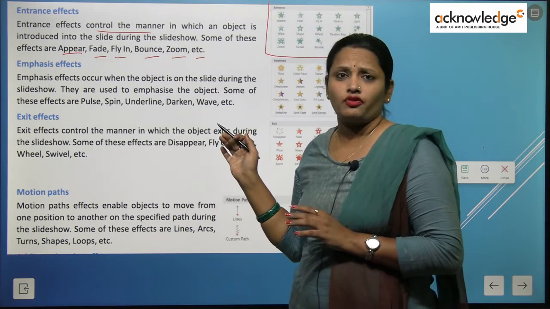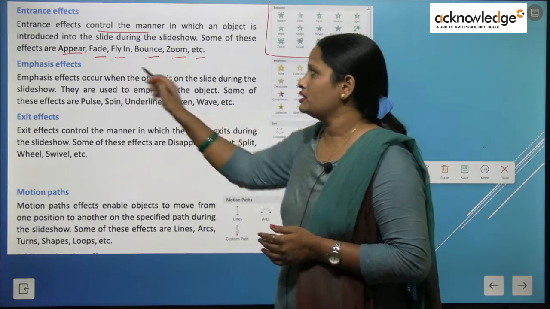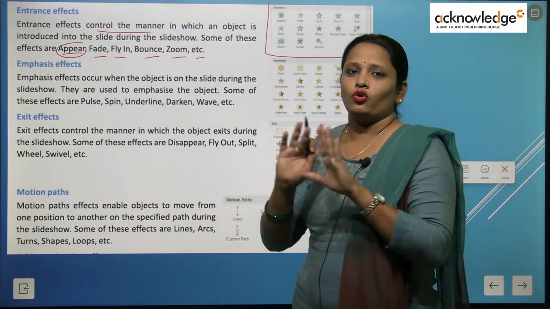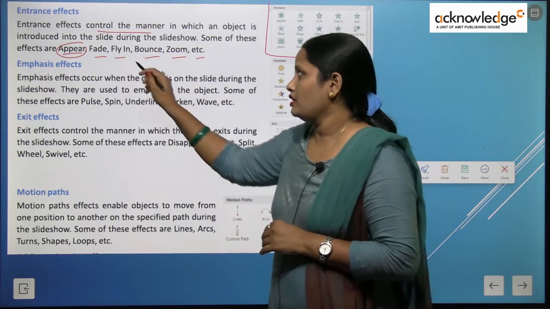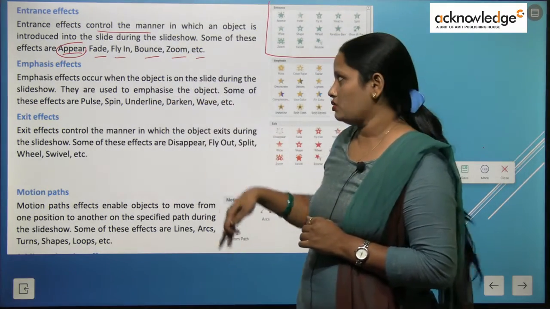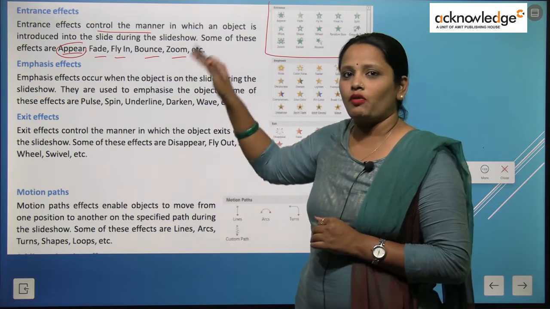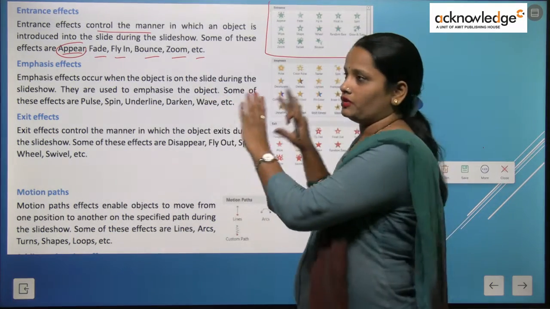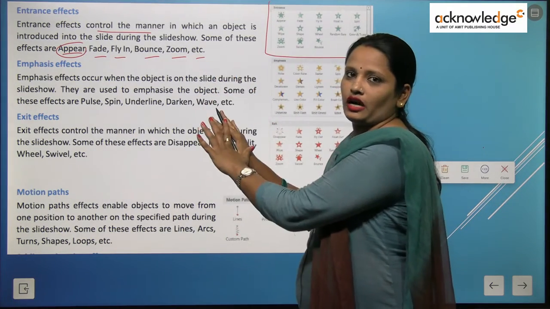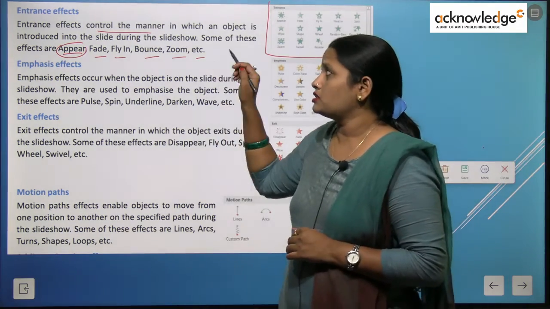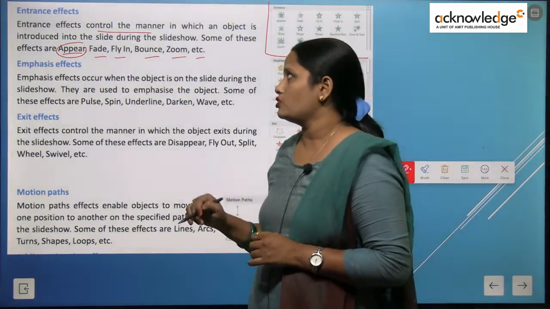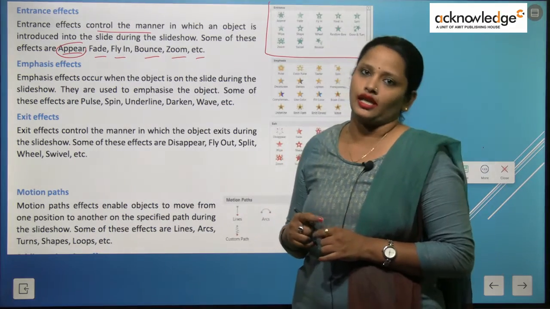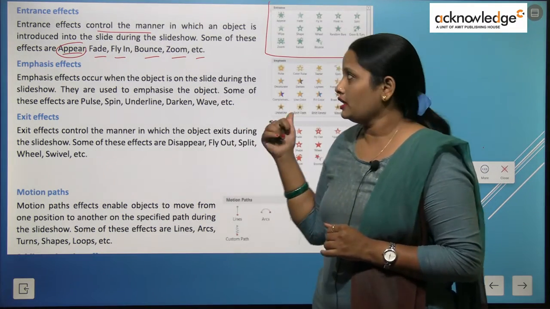By applying all these effects, we can see what all these stand for. Appear, what is the meaning of appear? Fade means the content displays in a fading way. Fly in, the content will come flying down. Bounce means it will bounce like a ball, come up and down and then settle on the screen. Zoom effect, the content will be zoomed and then it will come to the side. So, this is the use of entrance effect. Entrance effect is used to control the manner in which an object is introduced in a slide. So, it is the starting effect.